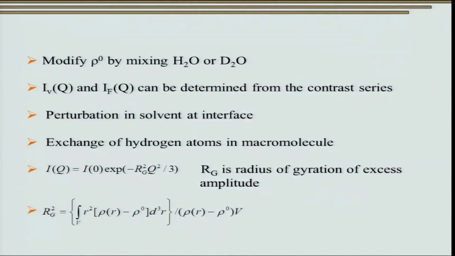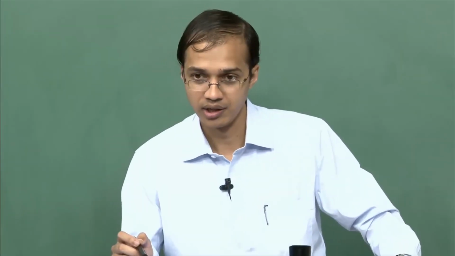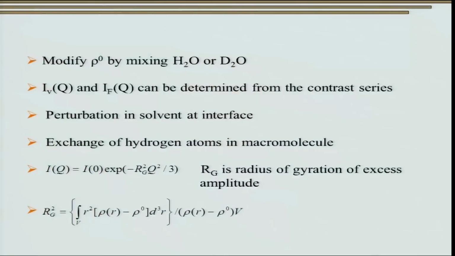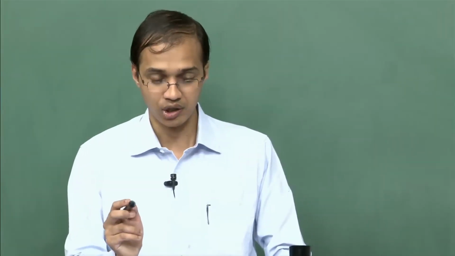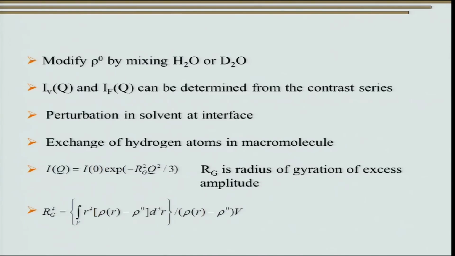Now, this will ensure that our I_v(q) as well as I_f(q) can be determined from the contrast series, like in one case you have only your solvent and macromolecule, in the other case you add water, and in the other case you add D2O, and then you compare, right. So, let us go back and see what is your I_v. I_v is the intensity due to scattering by the particle, while I_f is actually due to the fluctuation part, and the fluctuation is going to change as we change the solvent. So, it is a bit mathematically involved, but I hope you appreciate that by changing different solvents we can get some information.